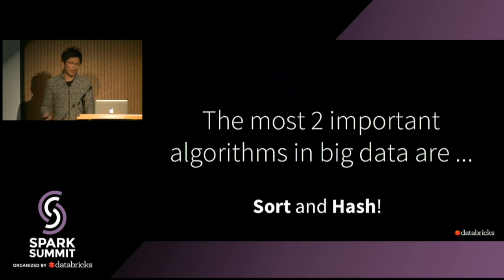This is because in the big data world, sort and hash are the most fundamental algorithms, and many other fancy algorithms are built upon them. So let's see how Spark improves sort and hash with CPU cache knowledge.